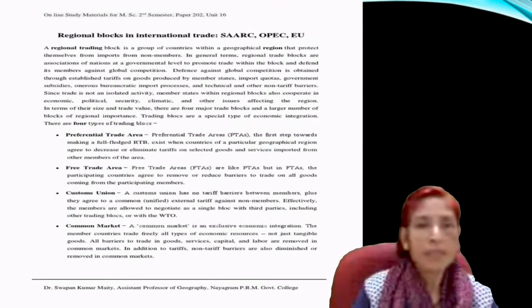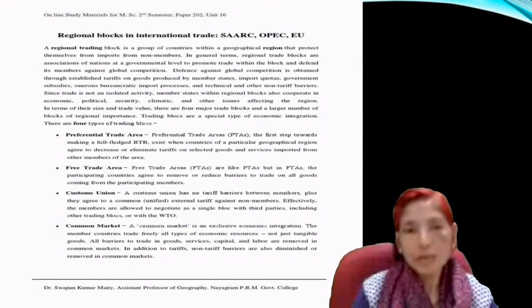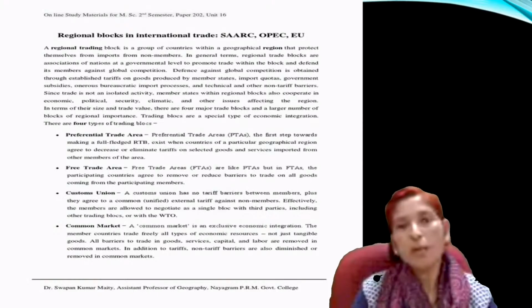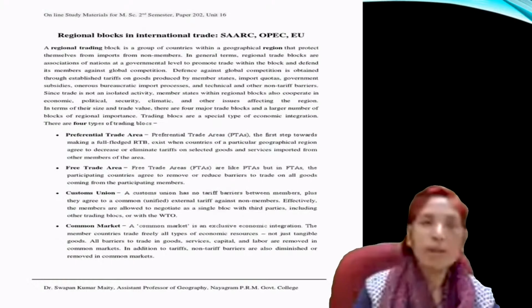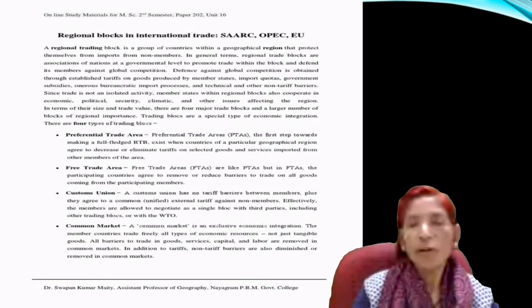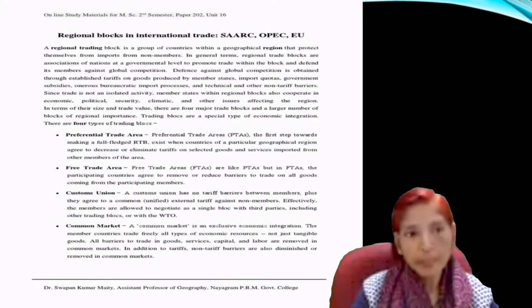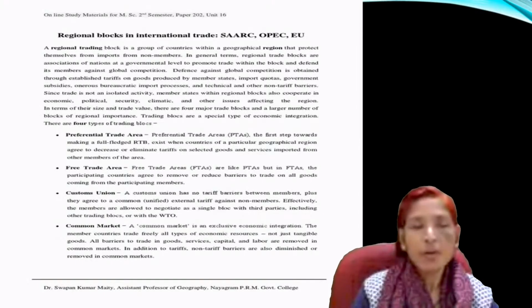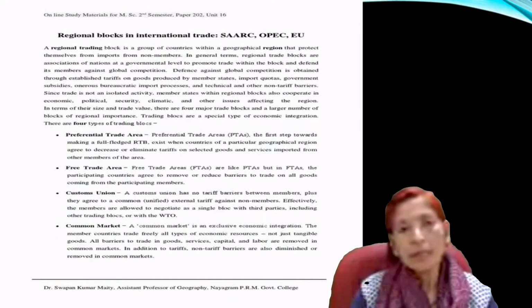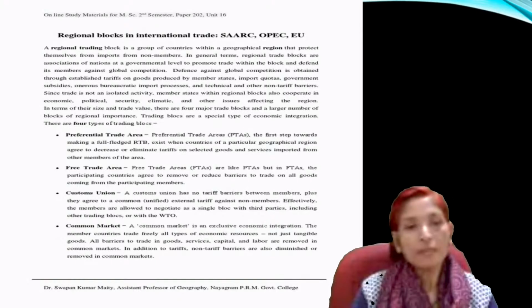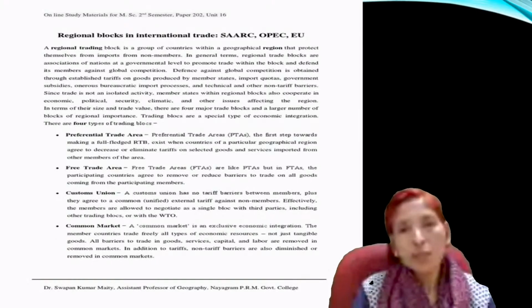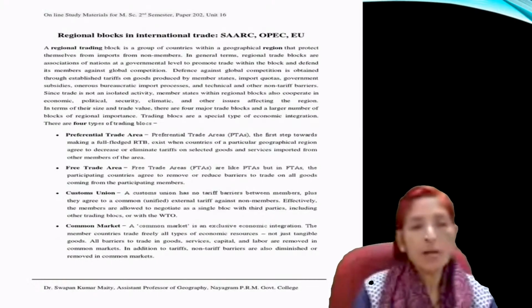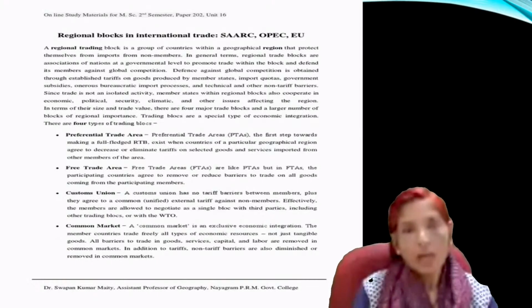In terms of their size and trade values, there are four major trade blocs and a larger number of blocs of regional importance. These four types of trading blocks are: number one is preferential trading area, number two is free trade area, number three is customs union, number four is common market. Number one is preferential trade area.